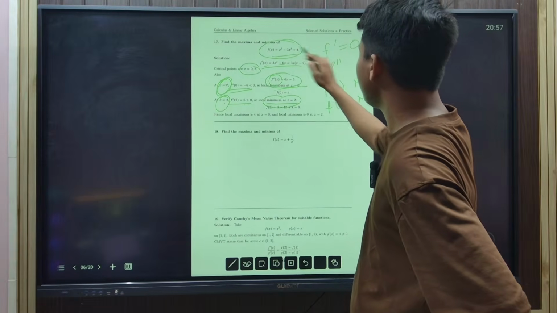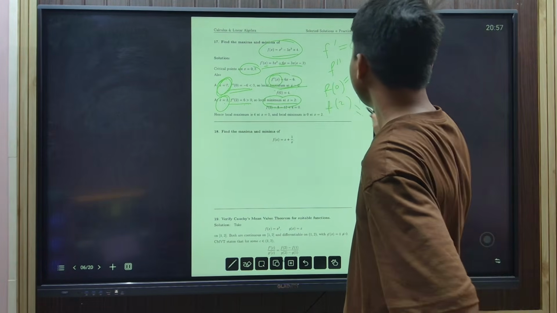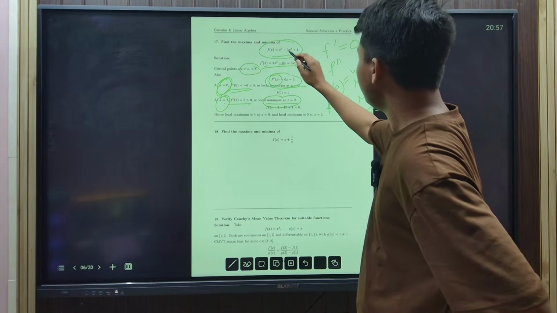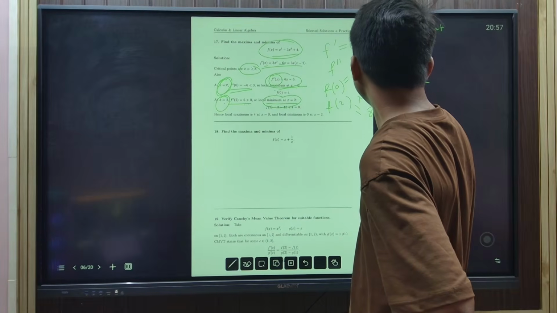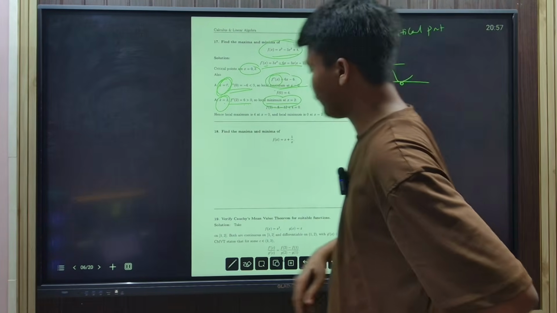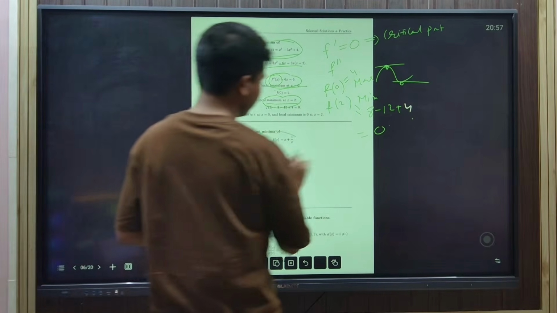What is f of 0? f of 0 is 4, and what is f of 2? 2 cube means 8, minus 10 into 2 square, 12 plus 4, that means 0. 0 is the minimum value, right? Okay, now next, find the minimum and maximum of this, this is your homework.